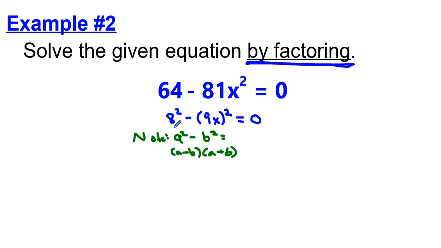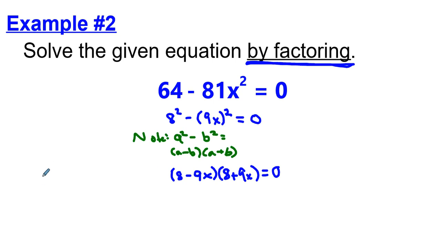So we're going to rewrite this as, instead of a minus b, we have 8 minus 9x, since 9x is now our b. And then a again is 8 plus b, which is now 9x, so 8 plus 9x. And don't forget it equals 0 up here, so it should still equal 0 down here. So that was our first step.